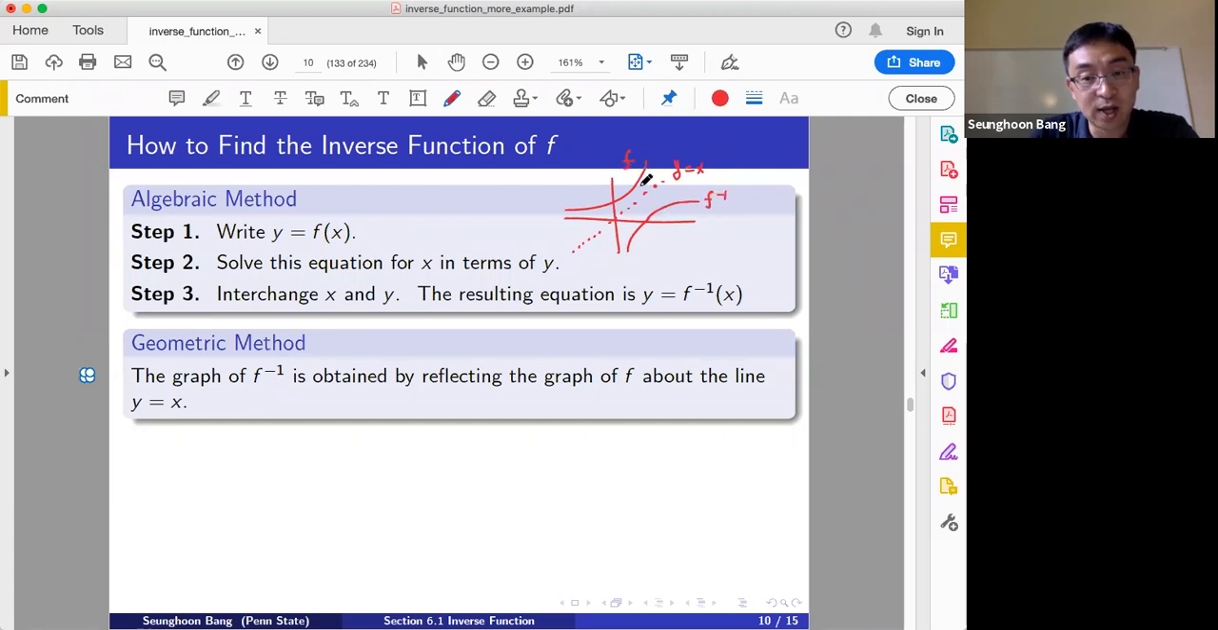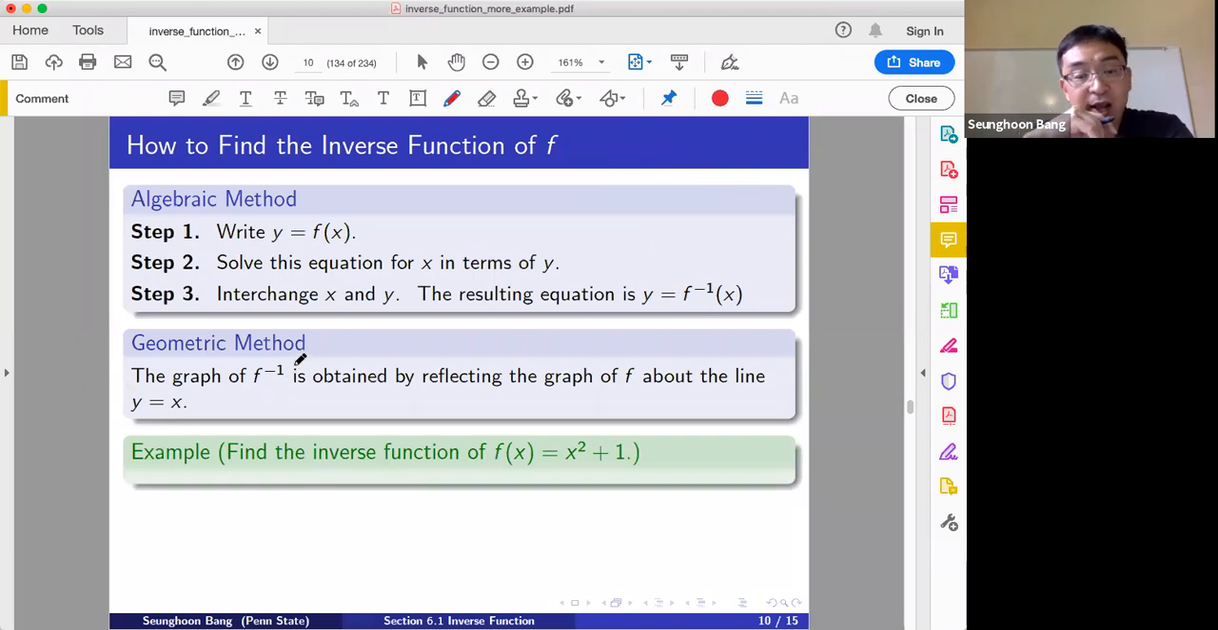It makes sense or not? You can choose this point. This point we have the same length. So this point is like x, y. What's this point? The y, x. So exactly interchange x and y. Yeah, this makes sense. The geometric method makes sense.